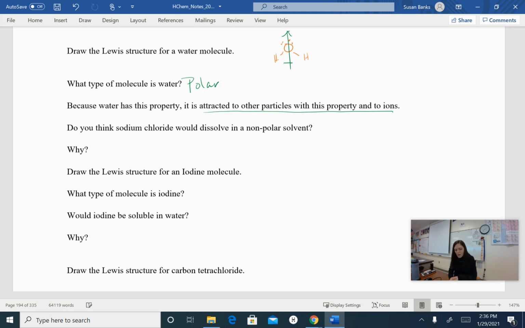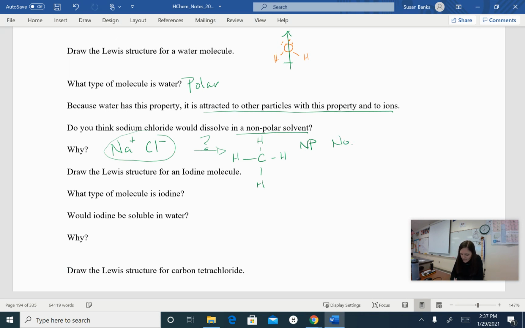neighboring molecules. So, do you think sodium chloride would dissolve in a non-polar solvent? So think about this. If I have sodium, which is positive, and the chloride ion, which is negative, and I have something like methane that is completely nonpolar, right? That is completely nonpolar. There's no positive or negative end to that molecule. Am I going to get charged things to be attracted to non-charged things? Is that going to happen? No, it is not going to happen.